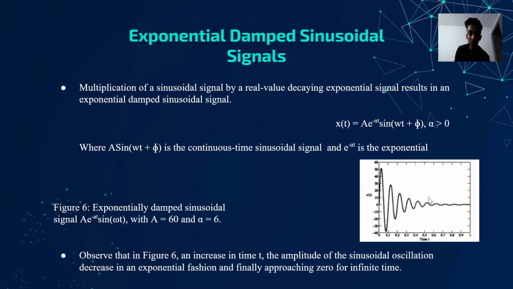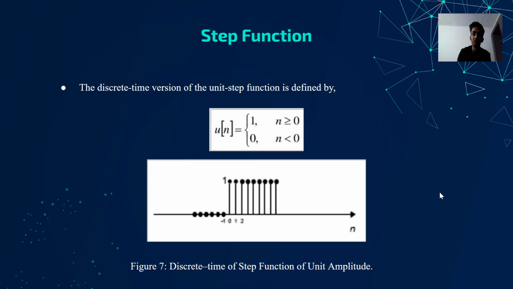So this is the figure. This shows the exponentially damped sinusoidal signal. Here A is actually 6 and the value of alpha is 6. Now as you can see in this figure, with increase in time, the amplitude of the sinusoidal oscillation is decreasing. It decreases in an exponential fashion, and finally it approaches 0 as t tends to infinity. So this is the exponentially damped sinusoidal signal.